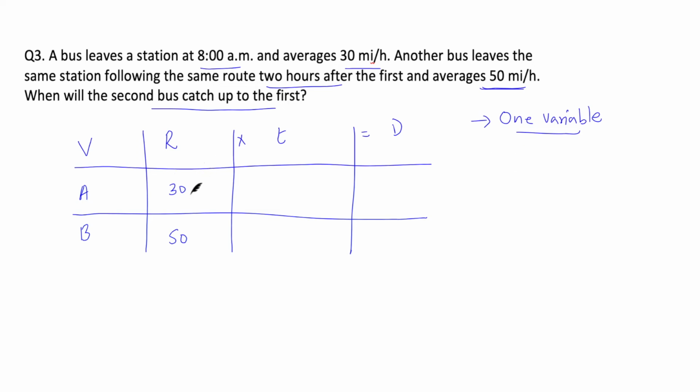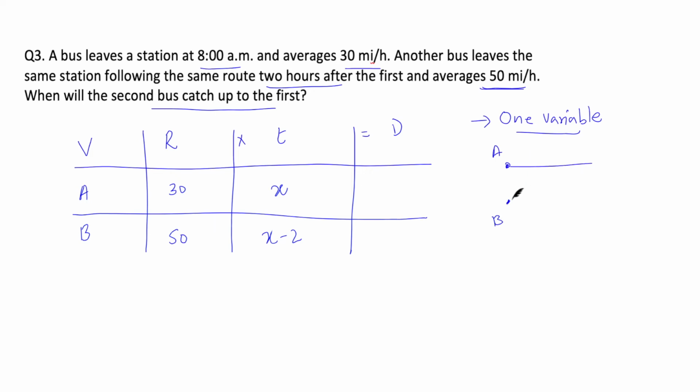So let's say it starts at 30 miles per hour and travels for X hours. Now train B, it starts after 2 hours. So it traveled 2 hours less than this. It traveled for X minus 2 hours. This is the trick. See, there's only one variable involved. That's it. Now you calculate the distance. They both travel the same distance. Let's say this is train A, this is train B.